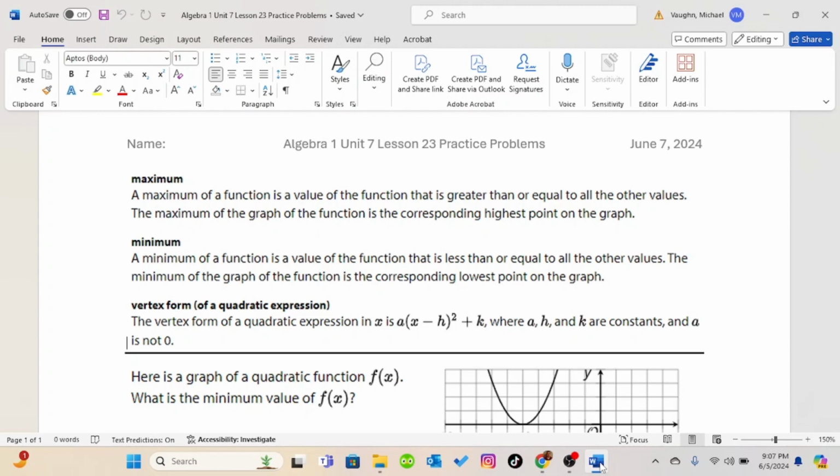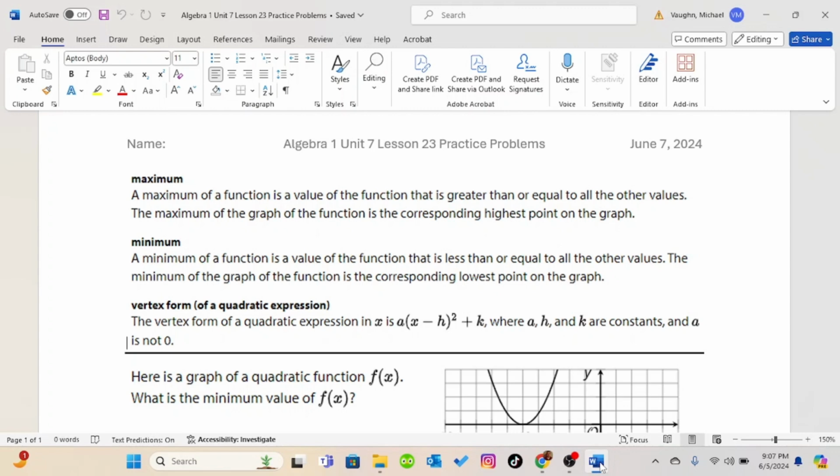The second vocabulary term is minimum. A minimum of a function is a value of the function that is less than or equal to all the other values. The minimum of the graph of the function is the corresponding lowest point on the graph.